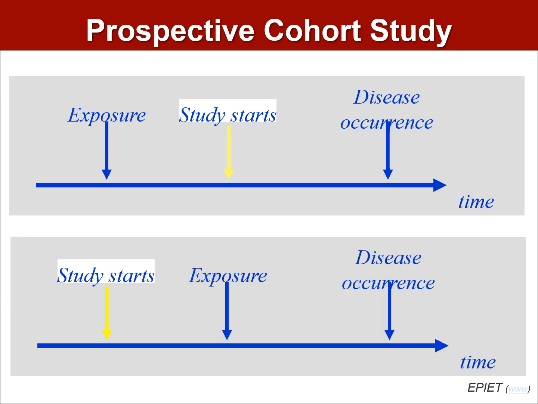Another way you could do it would be that you already start the study, but you just decide to watch them over time, and then you find out that they actually do have the exposure, and then the disease occurs. Again, the researcher has no control over what's happening here. All he or she is doing is observing what's happening in the natural environment.